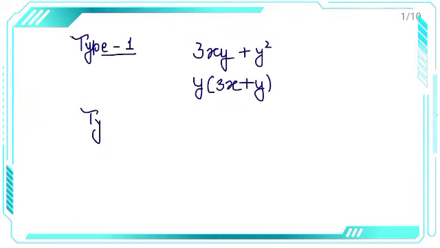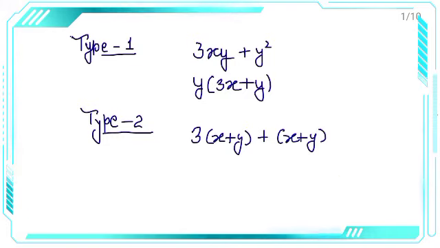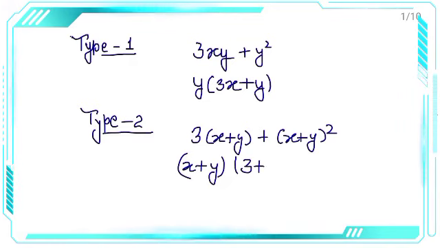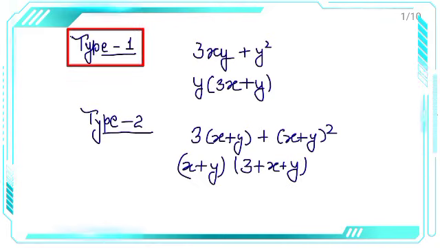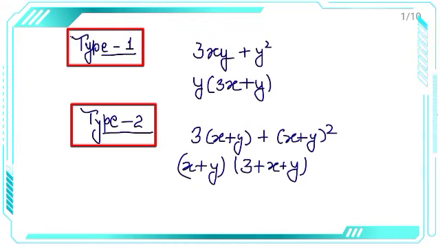In 6b we discussed type 2. In this type we discussed how to factorize the polynomial if we have a common binomial factor. If the binomial factor is common, then how can we factorize them. For example, 3(x plus y) plus x plus y square. Now we have a common binomial factor which is x plus y. This is common. So now in the bracket this will be 3 plus x plus y. Right? This type 1 and type 2 we have discussed in previous exercises.